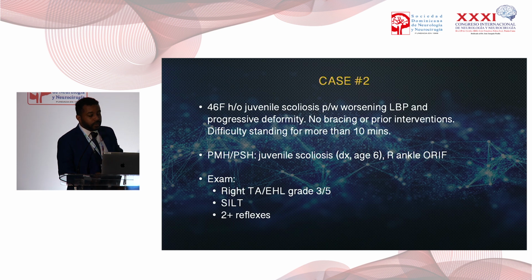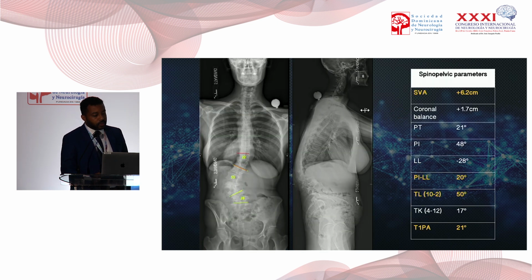Here's a second case, a 46-year-old female with juvenile scoliosis, who came in with low back pain and progressive deformity. She had some lower extremity weakness. This is what she looks like. So significant lumbar curve measuring 53 degrees, with a 28-degree lumbosacral fractional curve. A lot of thoracolumbar kyphosis. So look at her T10 to L2 kyphosis, 50 degrees. So that obviously explains why she's pitched forward.